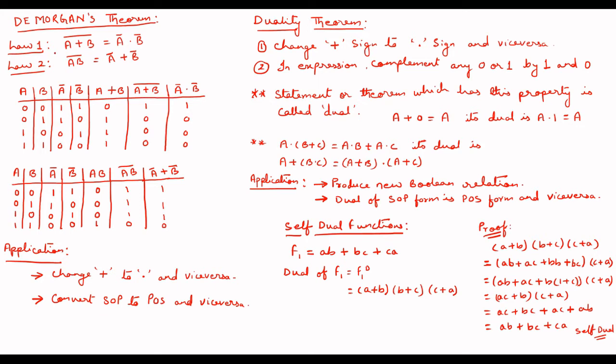So if you see the first law, it says that the complement of a sum is equal to the product of the individual complements, right? In a similar way, the second law says that the complement of a product is equal to the sum of the individual complements. Okay, now let us prove it out.